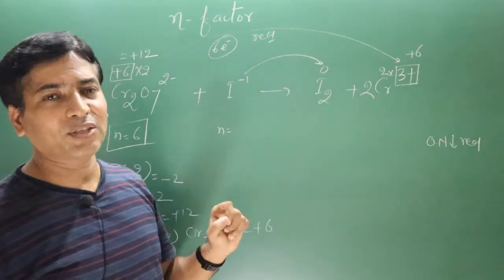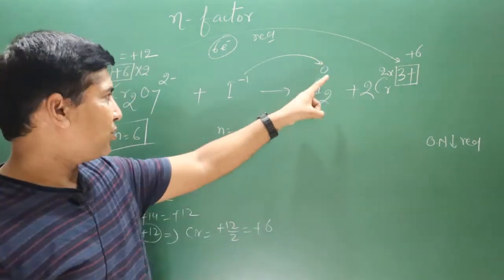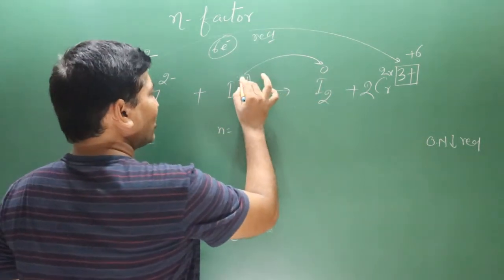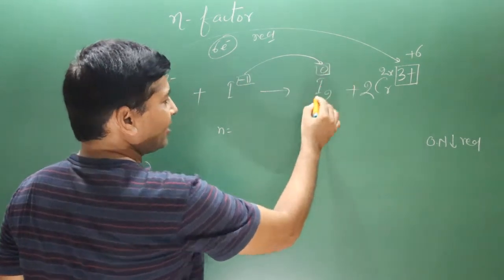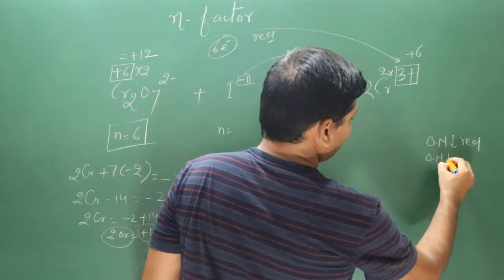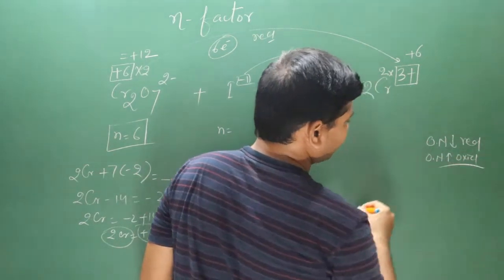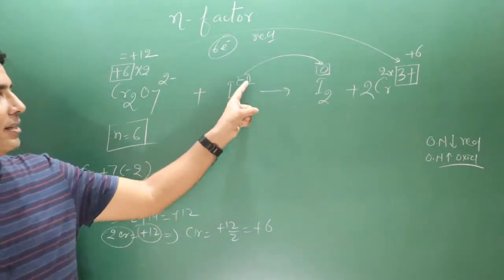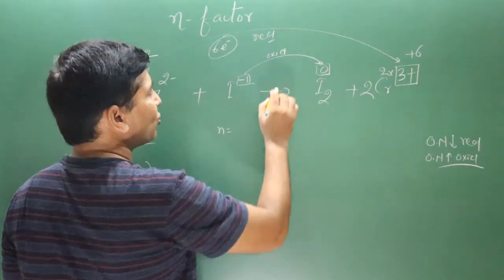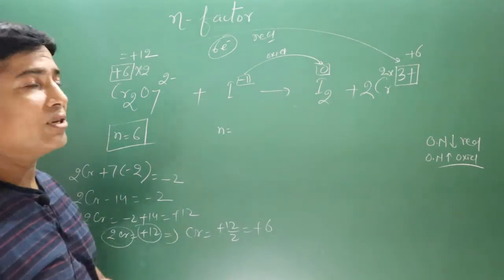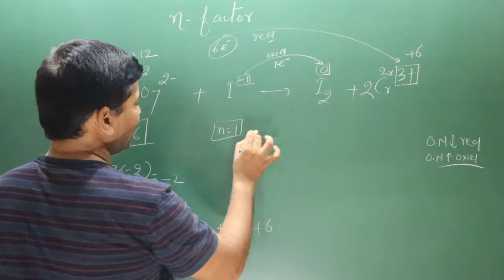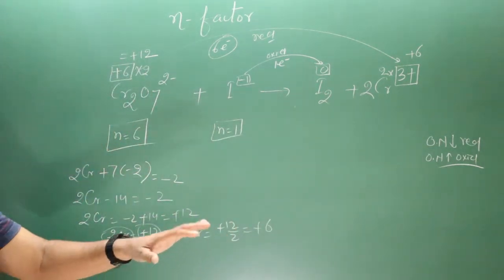One iodine is -1, and on the other side it is 0. So the difference will be 0 minus -1, which is equal to +1. You can see it is -1 on one side and 0 on the other. It is an oxidation reaction, because an increase in oxidation number is oxidation. In this case, loss of electron is taking place. How many electrons are lost? You can see we have 1 electron. So the N factor value in this case will be 1. Very simple concept.